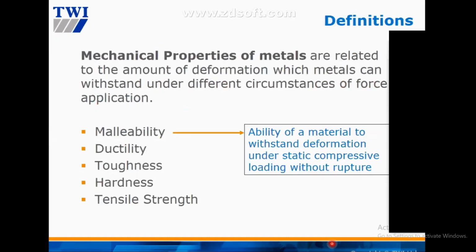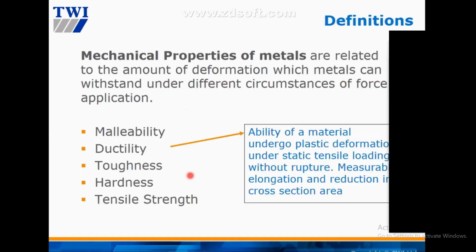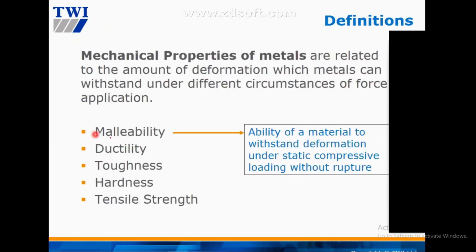All right, in these mechanical properties of weld metal, as far as I know, in your CSWIP, they will not talk about malleability, never. The only things you need to pay attention to are ductility, toughness, hardness, tensile.